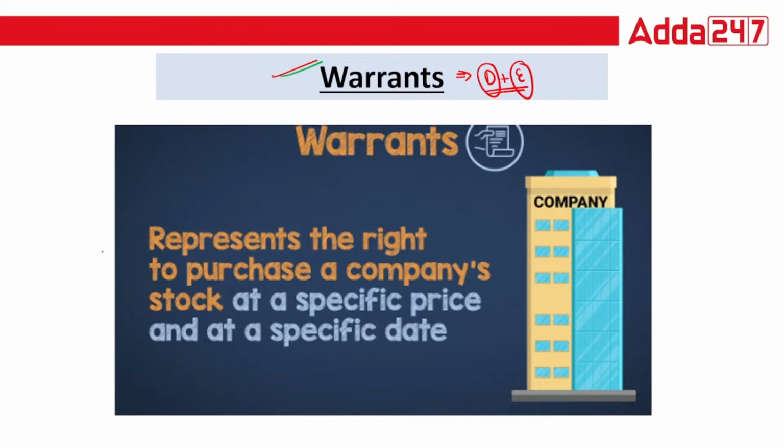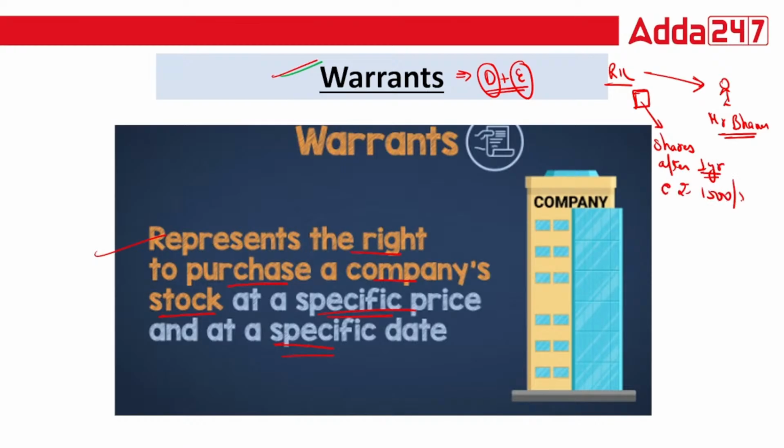So what are warrants? Warrants give you the right to purchase a company's stock at a specified price and at a specific date. Meaning what? See, this is kind of a bond, right? This is kind of a paper. Let's say here is your Reliance company. Reliance company gave one paper to Mr. Bhanu. Let's say Reliance said, Mr. Bhanu, we are offering one document. As per this document, we will be giving you shares of our company after 1 year, at the rate of rupees 1500 per share.